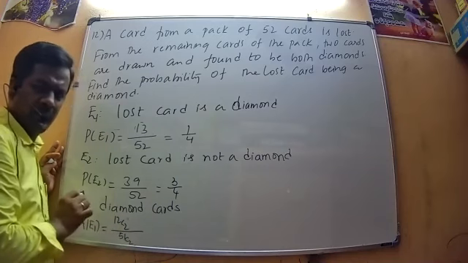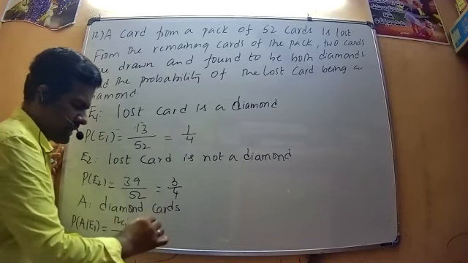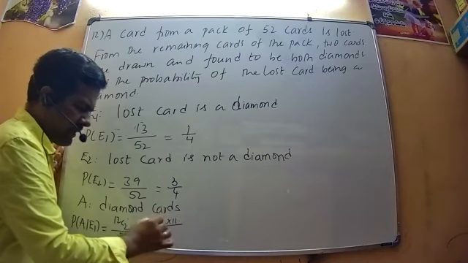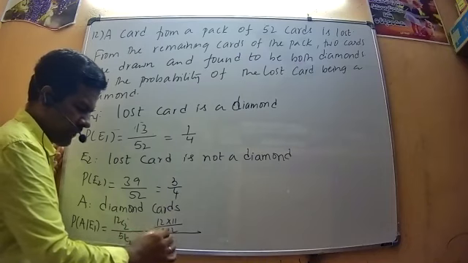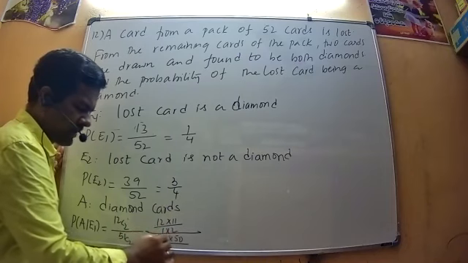12C2 by 51C2. 12C2, we can also write as 12 into 11 by 1 into 2 in a short way. 51C2, we can write as 51 into 50 by 1 into 2.